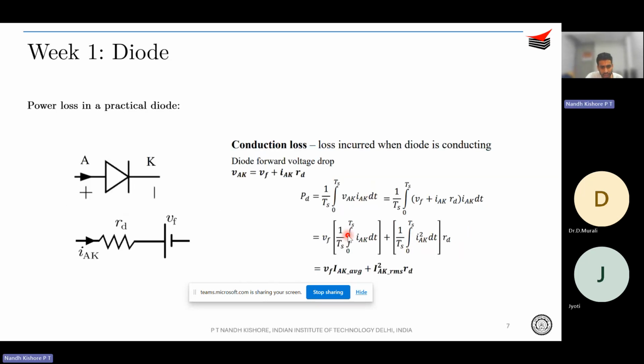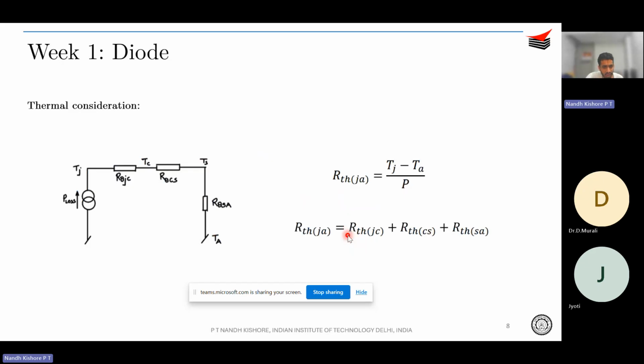So once you have calculated the losses, the next step is to attach a suitable heat sink, right? That is where the thermal conservation comes into play. This is done not only for the diode, but for all kinds of devices, such as the diode or the MOSFETs or BJTs or IGBTs. Based on your power loss calculation, we appropriately choose a value for the heat sink, and that is what we attach to the thermal pad of the device, so that there is better heat dissipation, right?